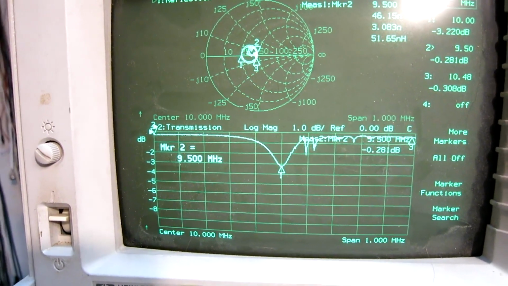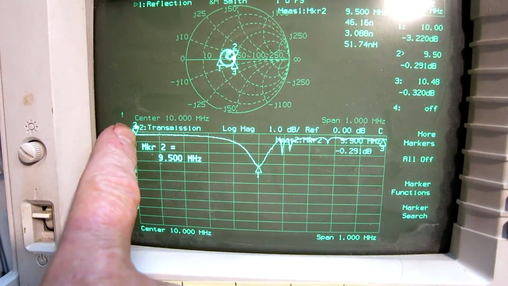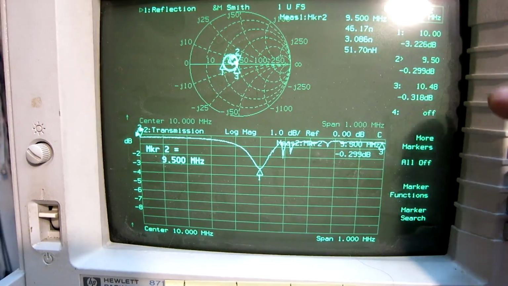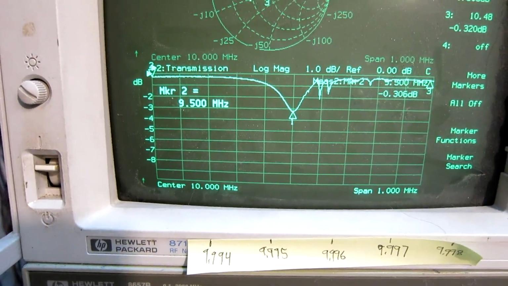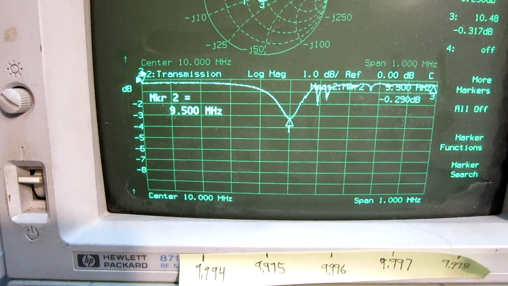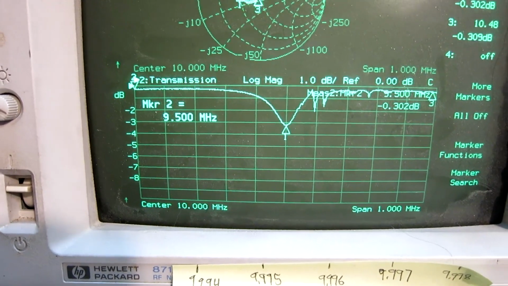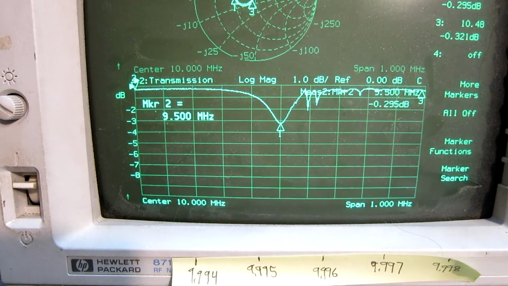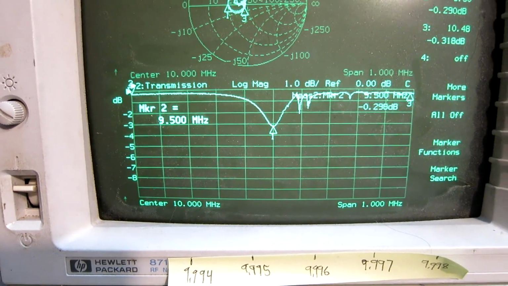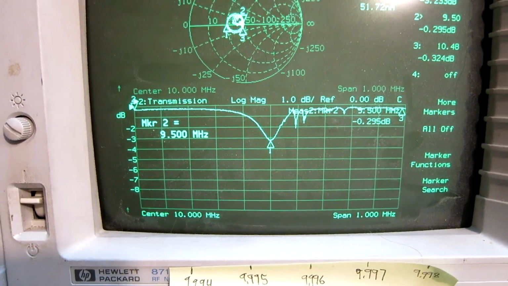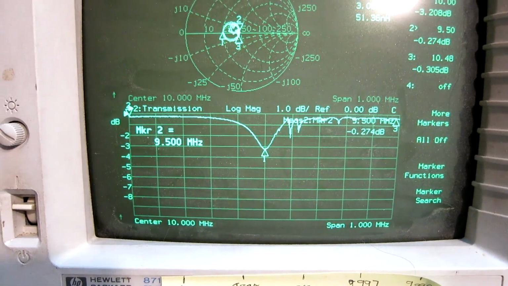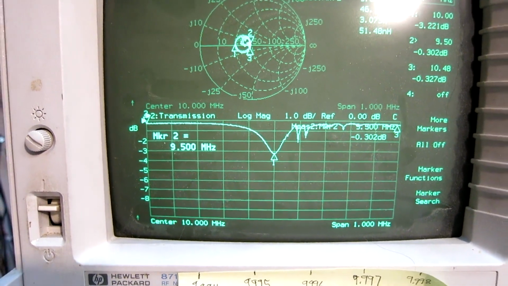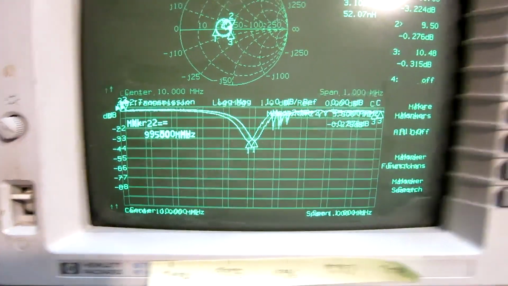Here is what it looks like. The loss, half a megahertz on either side, is 0.3 decibels. But on the frequency of operation where it should load with 50 ohms, the loss is 3.2 dB. Means this power is split into the 50 ohm resistor inside the box and the 50 ohm resistor of this network analyzer.